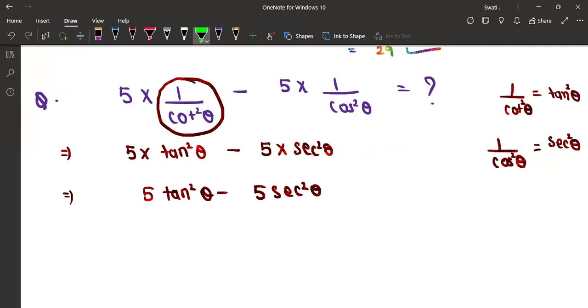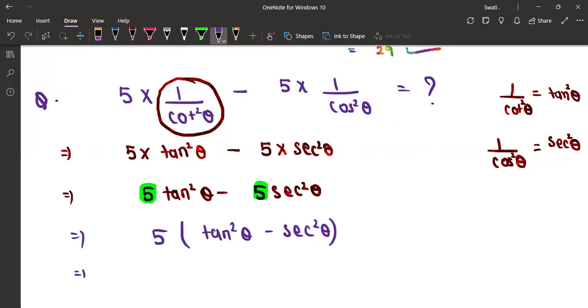What is coming common? Don't you think that 5 is coming common? So can we not take 5 common, and we can write this as 5 times tan square theta minus sec square theta? Right? Now, do we have any formula for tan square theta minus sec square theta?